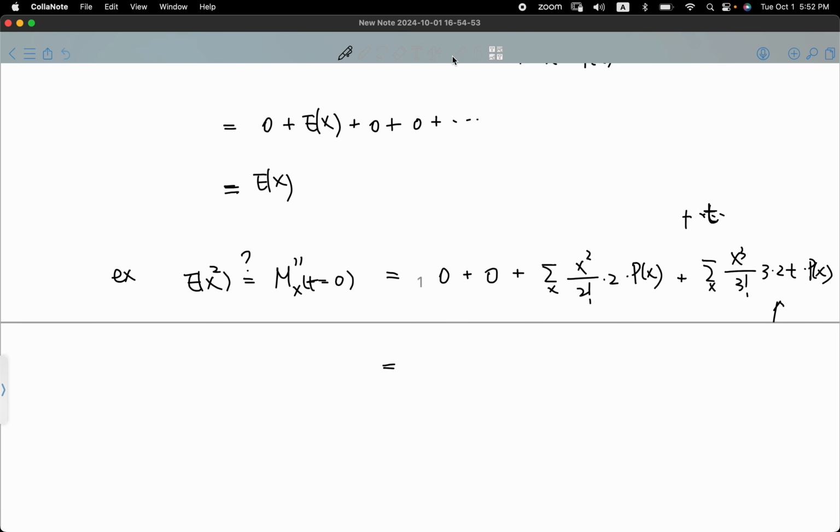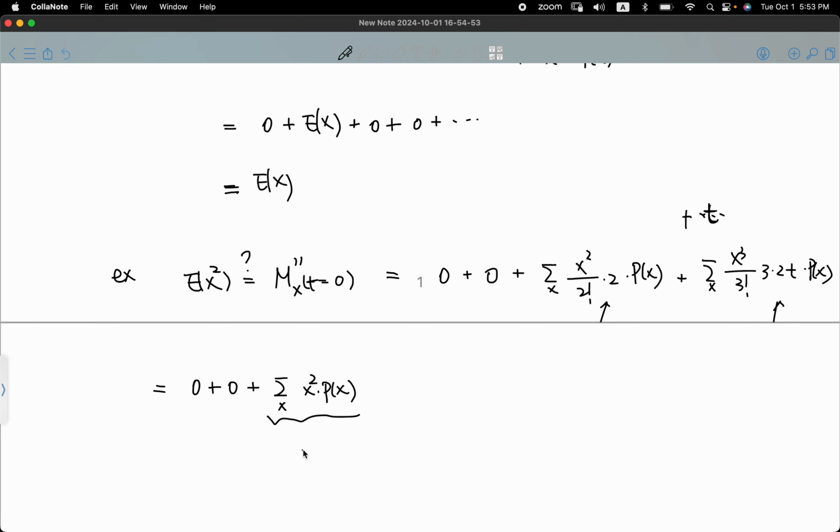Okay, so now let's further analyze the second order derivative for this function. So you have a 0 plus a 0, and then starting from the third term, you will start to have something non-zero. And what does this return when you cancel out all the coefficients or constants? So the third term here, what does this give you? X squared multiplied by p(x). And what does this remind you of?